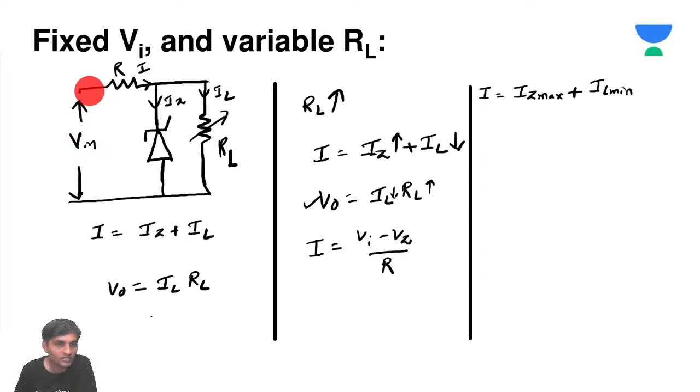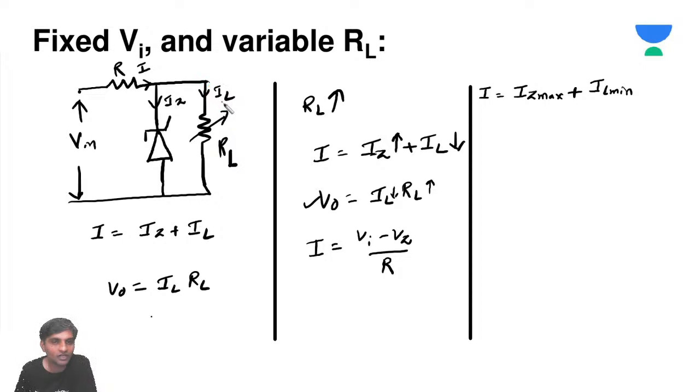When the input is constant, the current flowing through the resistance R is also constant. Yes or no? This current is also constant. But what's happening? You are changing the load resistance RL. IL changes, that is, IL decreases. When IL decreases, the Zener current increases. So when IL is minimum, IZ is maximum, because this I is constant.